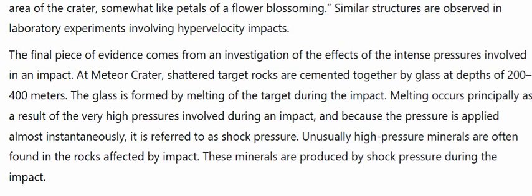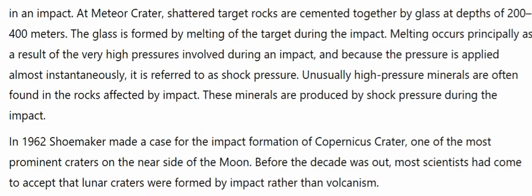The final piece of evidence comes from an investigation of the effects of the intense pressures involved in an impact. At Meteor Crater, shattered target rocks are cemented together by glass at depths of 200 to 400 meters. The glass is formed by melting of the target during the impact. Melting occurs principally as a result of the very high pressures involved during an impact, and because the pressure is applied almost instantaneously, it is referred to as shock pressure. Unusually high-pressure minerals are often found in the rocks affected by impact. These minerals are produced by shock pressure during the impact.